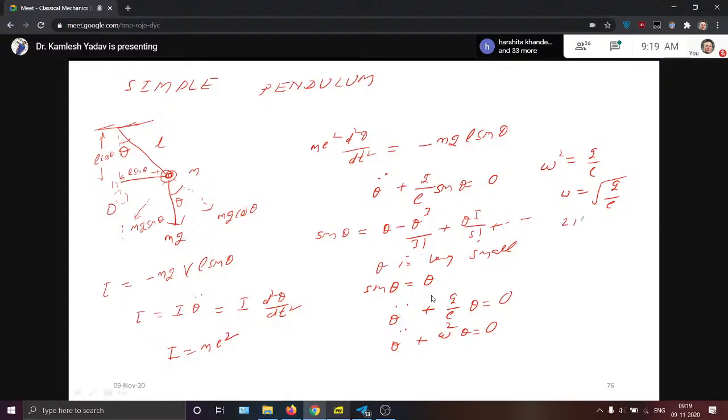But omega can be written as 2 pi by T. This is root of g by l. From this, we can find the time period of oscillation is equal to 2 pi root of l by g.